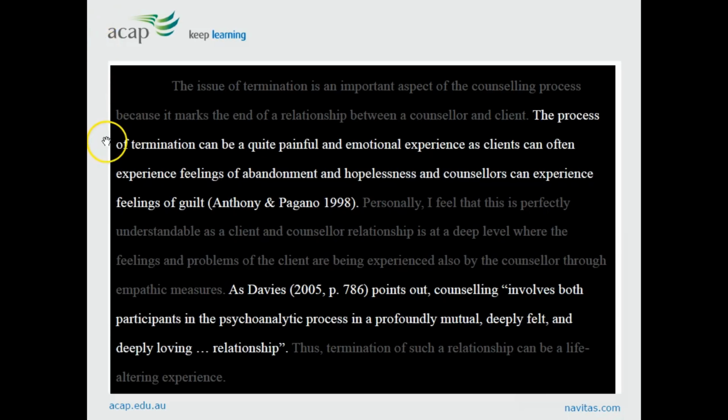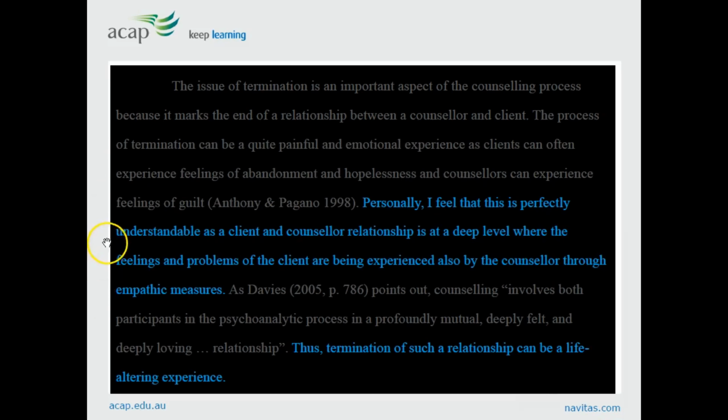Note how this paragraph discusses expert observations and explanations of the topic using a couple of reference sources. But it also explains, using reasoning, how the student can personally relate to the theory and then uses expert explanations to back that up.